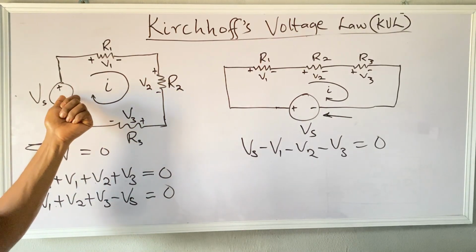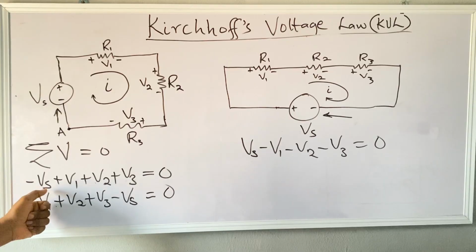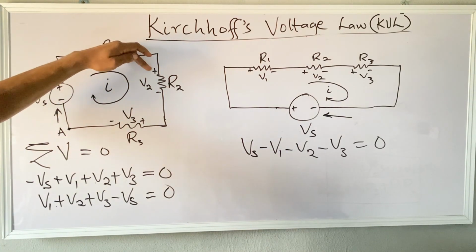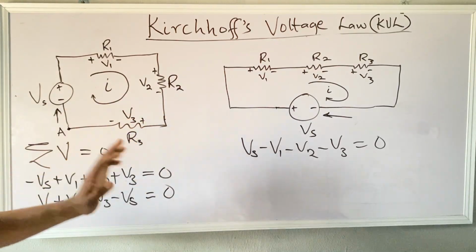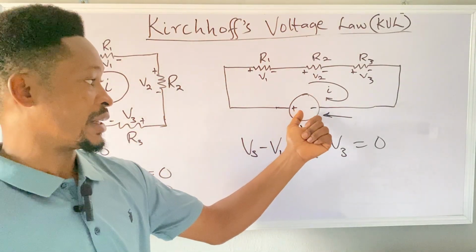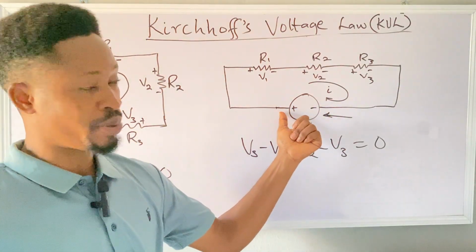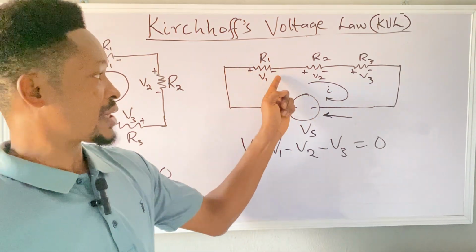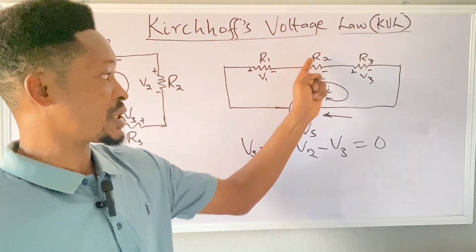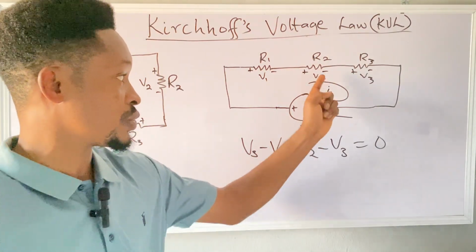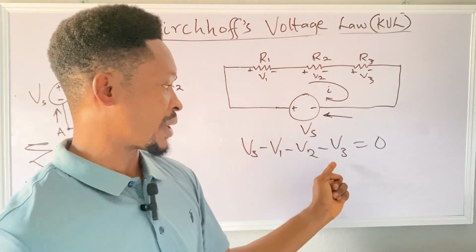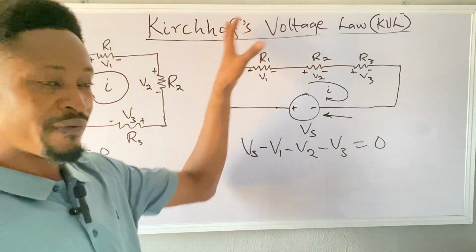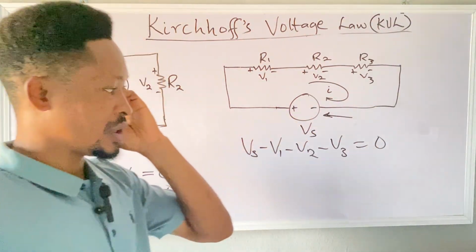Taking the first sign, which is negative, we have negative Vs plus V1 plus V2 plus V3. But when we take the second sign, when we move from this point to this point, we take positive. So this becomes Vs. The second sign here is negative, minus V1. The second sign here is negative, minus V2. And the second sign here is negative, minus V3. This gives us 0. So this is what Kirchhoff's voltage law is all about.